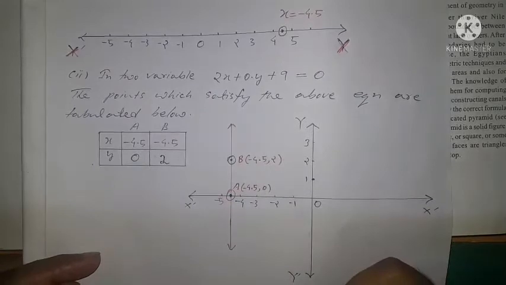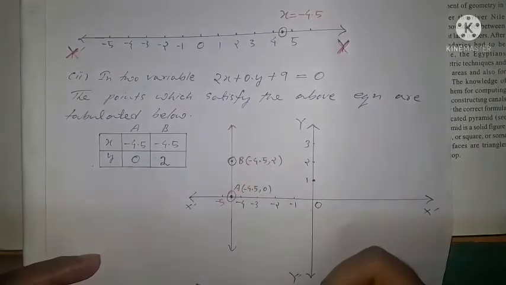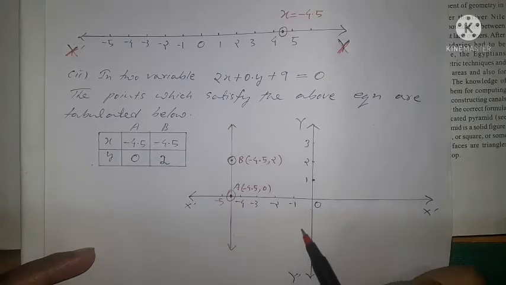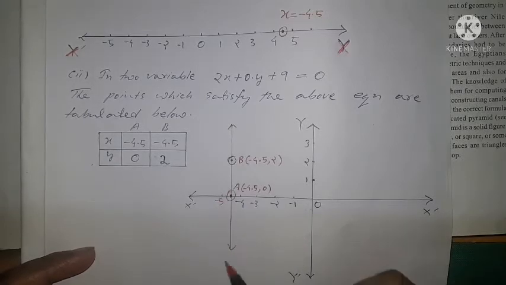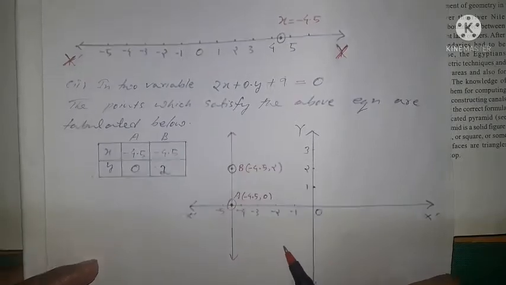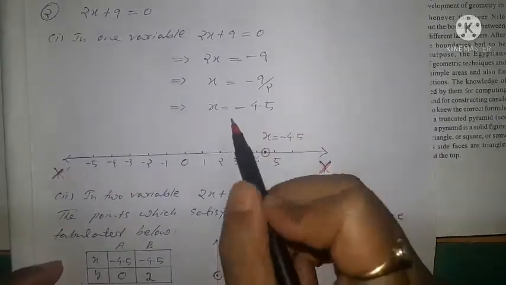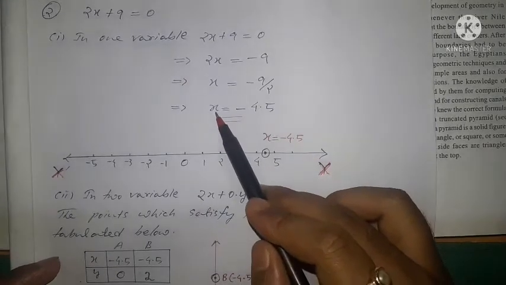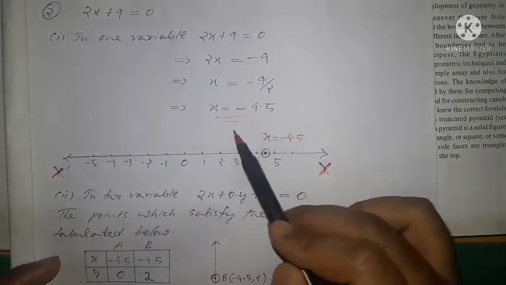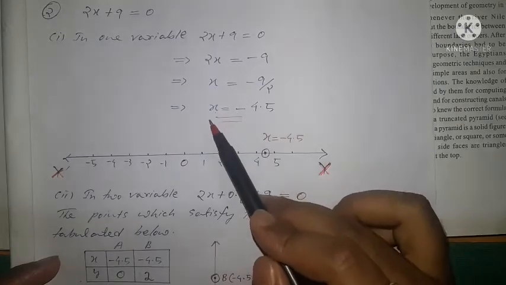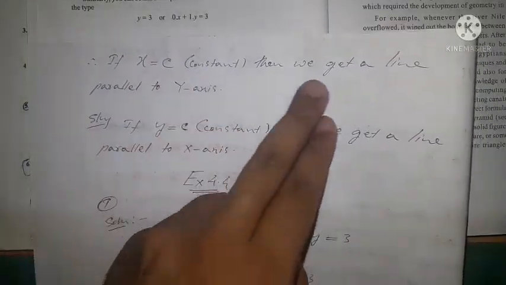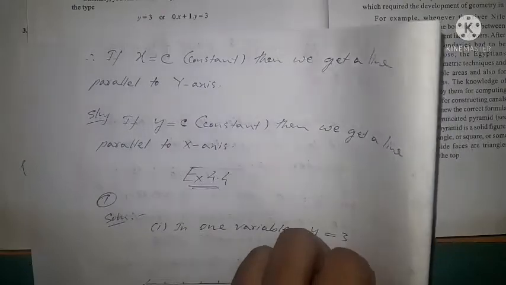If we draw a line which passes through A and B, we can see that this line is parallel to the y-axis. Why is this line parallel to the y-axis? As we already know the condition, if the value of x is constant, here we can see x is equal to minus 4.5, so the value of x is constant. Therefore we obtain a line which is parallel to the y-axis. If the value of x is constant, then we get a line which is parallel to the y-axis.